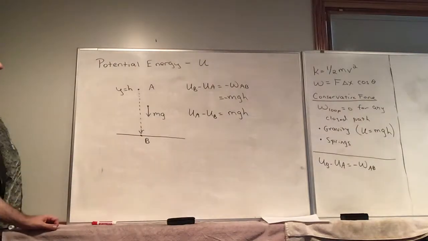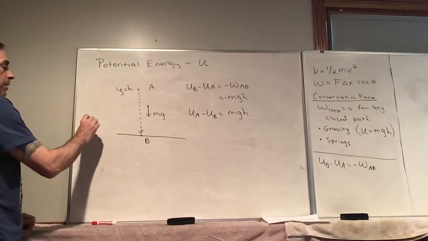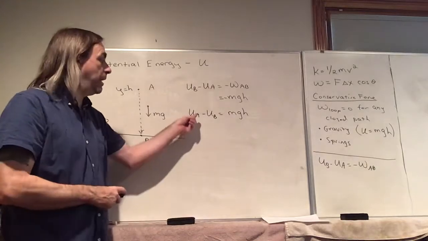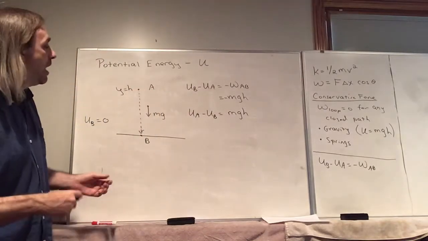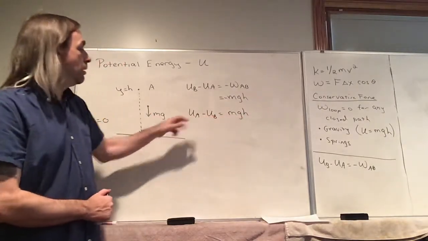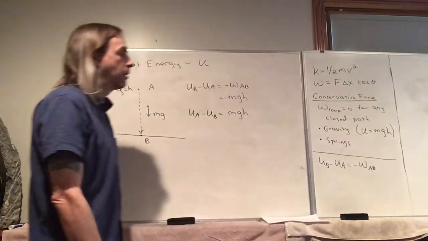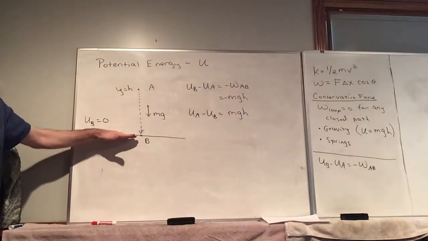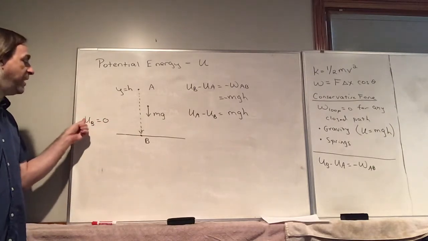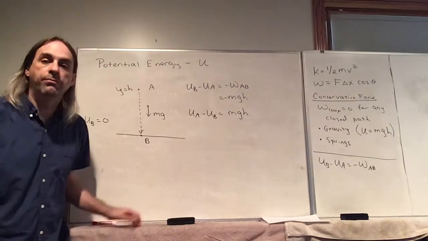What we're doing is we're defining a ground level. We're just going to state that UB equals 0. And then that's it. Then the potential at some height h is just mgh. So if we plug in h equals 0, we get U equals 0. So when we're on the ground, our height above the ground is 0, and potential energy is 0. This is a convenient reference frame.